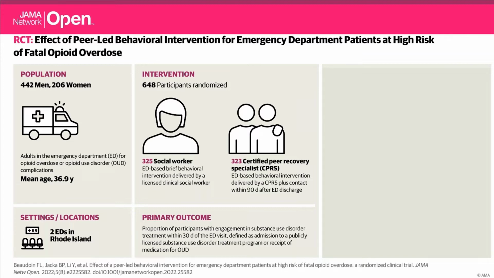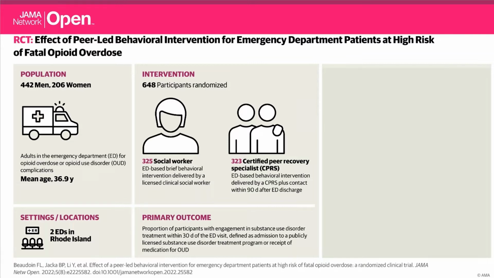So this particular trial involved over 400 men, 200 women who had a mean age of about 37 years. They recruited participants for the study from 2 emergency departments in Rhode Island, and they randomized them to either work with a social worker in the emergency department or a certified peer recovery specialist. So this was someone trained to help work with these patients, in this case, to link them to substance use treatment. And their goal was to engage participants with treatment within 30 days of their visit to the emergency department.